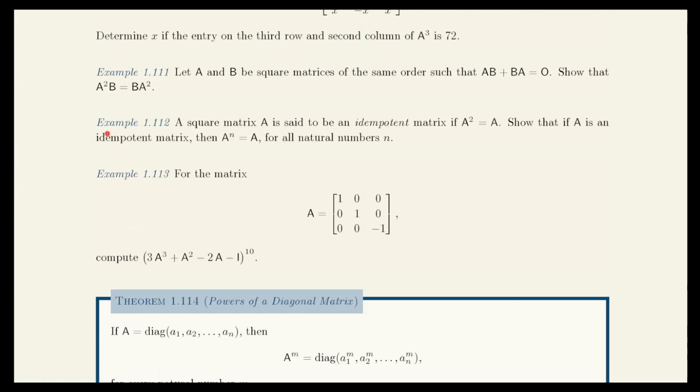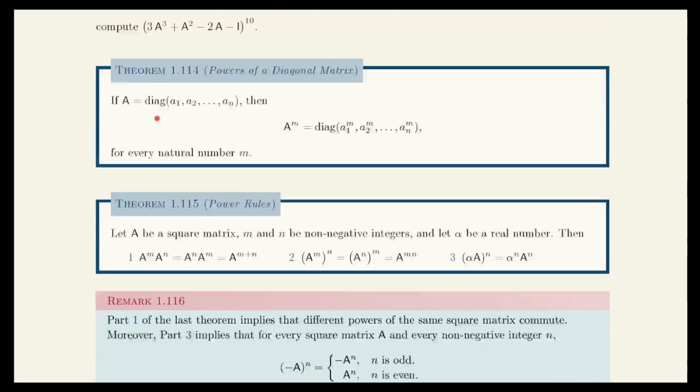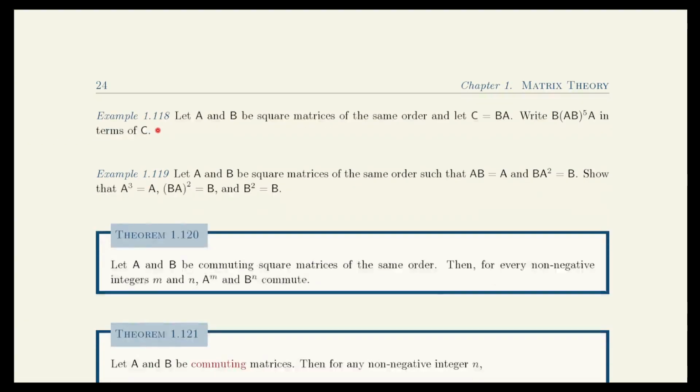Yes, here. This example. A square matrix A is said to be an idempotent matrix if A squared is A. Show that if A is an idempotent matrix, A to any power, not just 2, becomes itself. So this is what we actually showed.